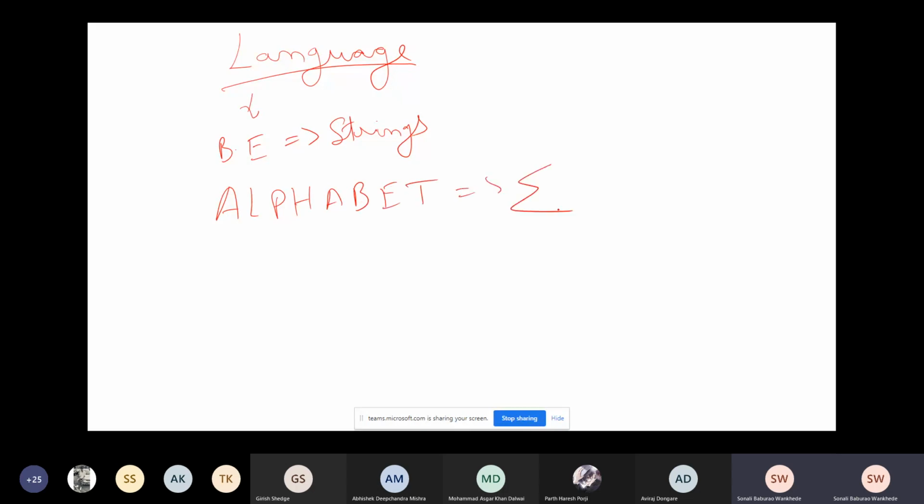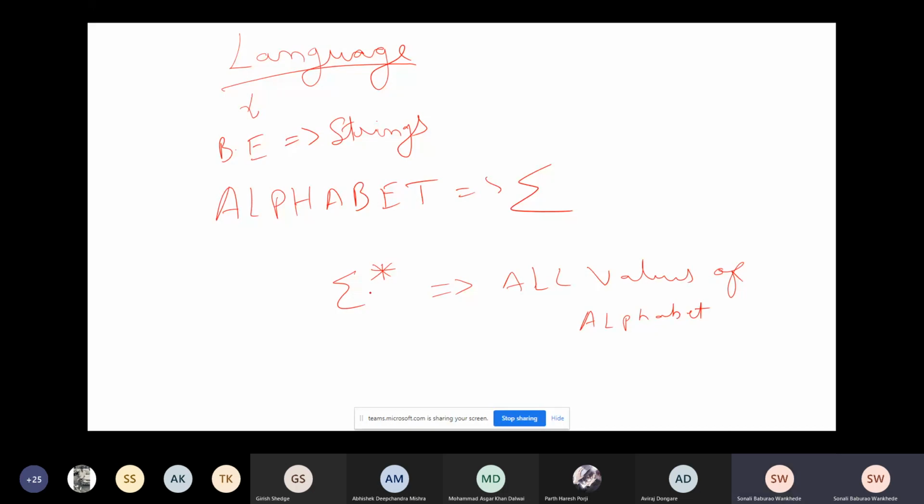The definition of a language says that a language over an alphabet sigma is a subset of sigma star. What do you mean by sigma star? It contains all values of the alphabet. So that's the formal definition of a language: a language over an alphabet sigma is a subset of sigma star.